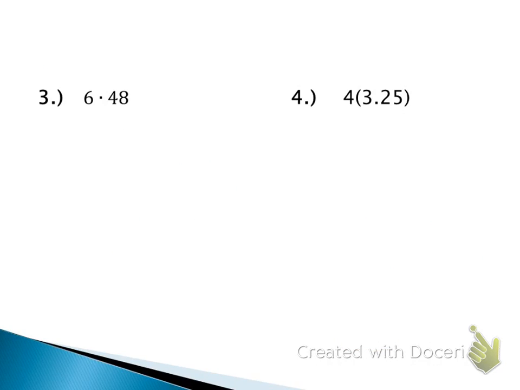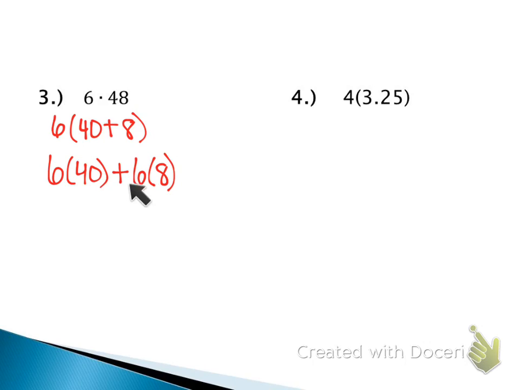Alright, on our next examples, we need to split these up. So we should have split this number 3 up into being 6 times 40 plus 8. Then we should have distributed the 6. So we would have 6 times 40 plus 6 times 8. Make sure you're not forgetting to bring down that addition sign.